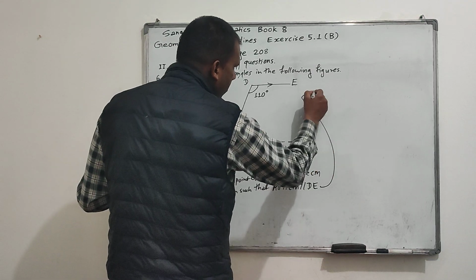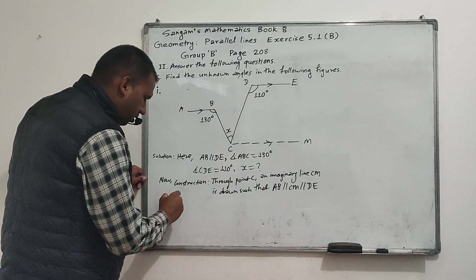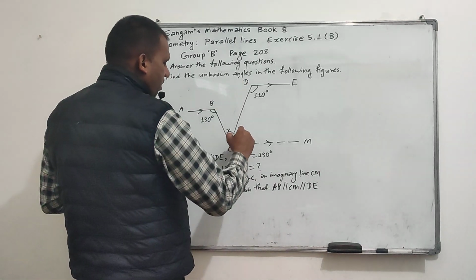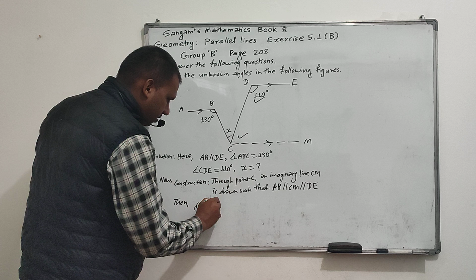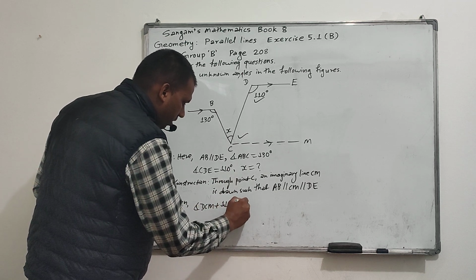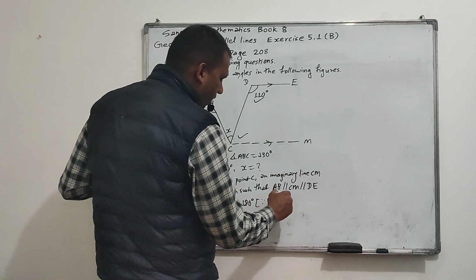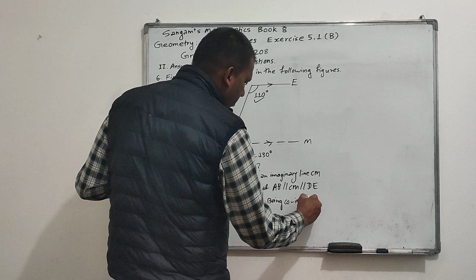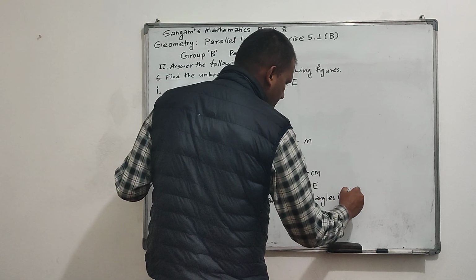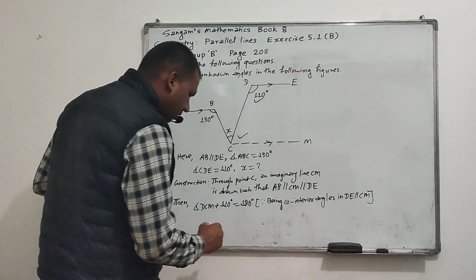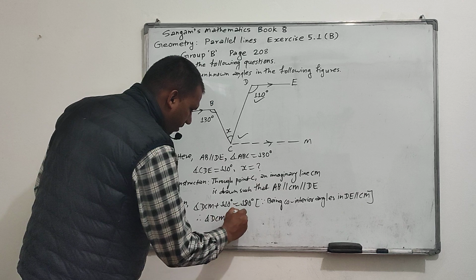Then this angle DCM and 110 are co-interior. So we can write angle DCM plus 110 degrees equal to 180 degrees because being co-interior angles in DE parallel to CM. Therefore, angle DCM is equal to 180 minus 110, 70 degrees.